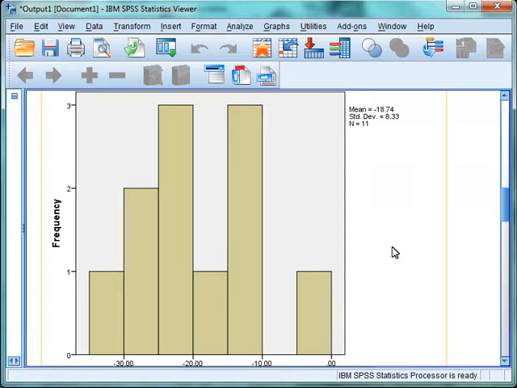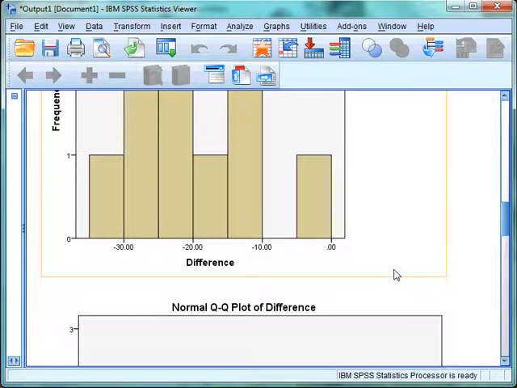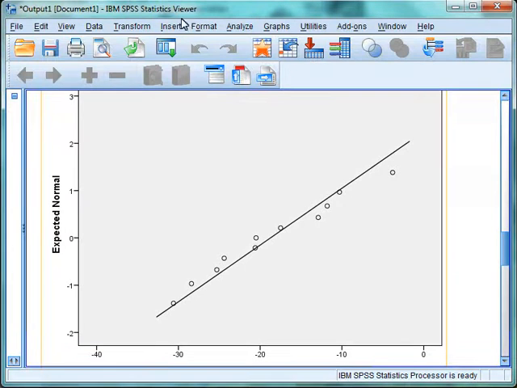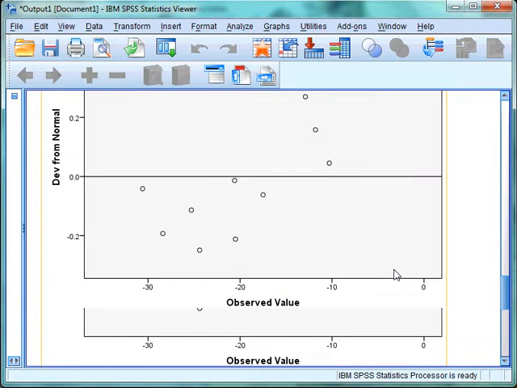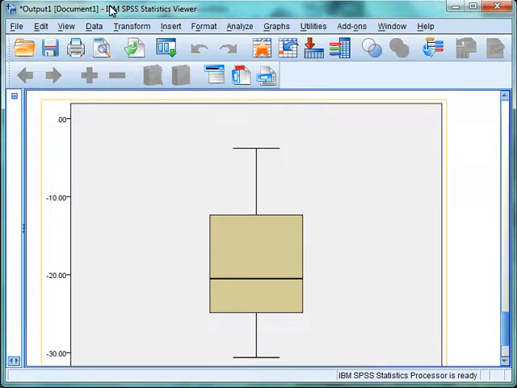The histogram also suggests that the data is normally distributed, and the normal Q-Q plot shows that in general all the points are clustered around the diagonal line, again suggesting that our data is normally distributed. The final indication that our data is normally distributed is that the box plot has not identified any outliers or extreme values.